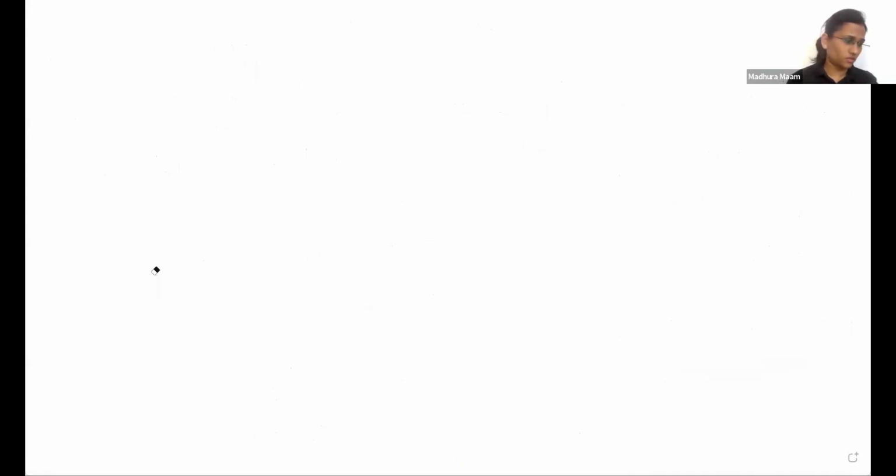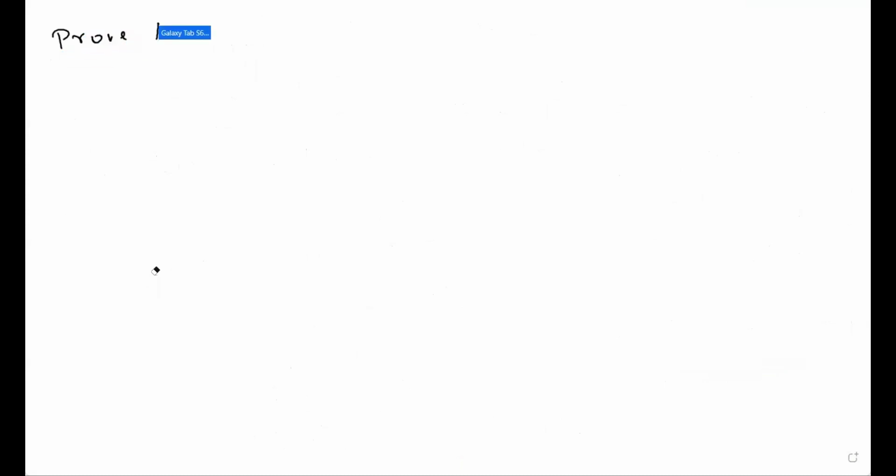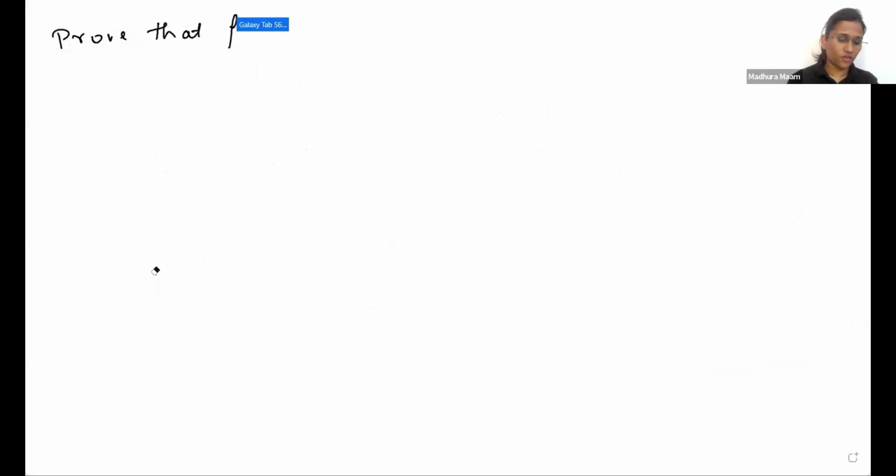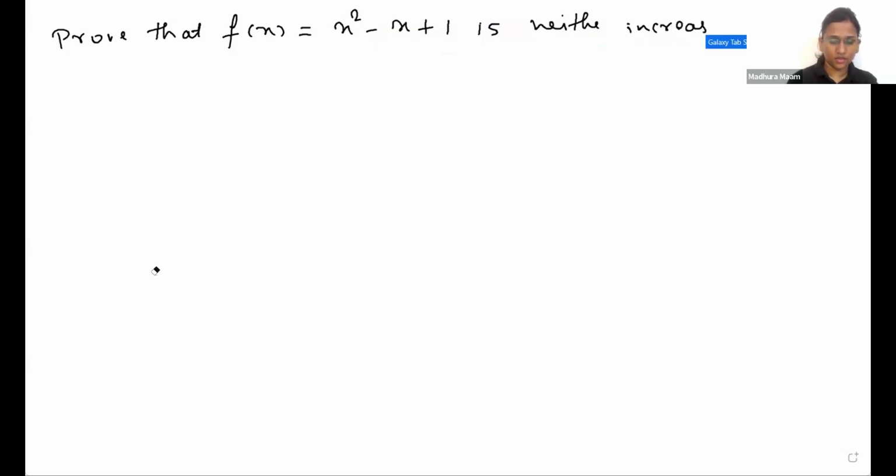Next, what they tell is prove that the function f of x, given by x square minus x plus 1, is neither increasing nor it is decreasing in the open interval minus 1 to plus 1.